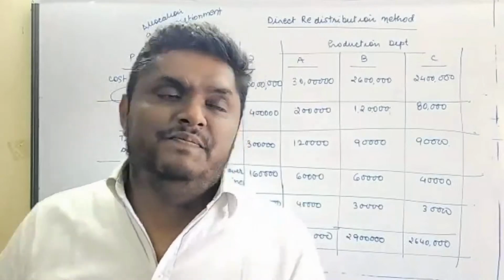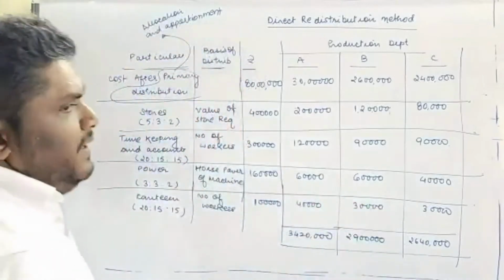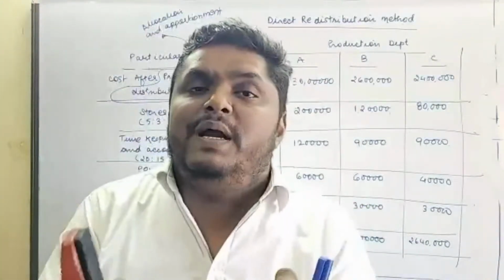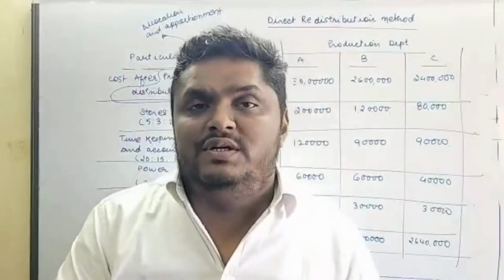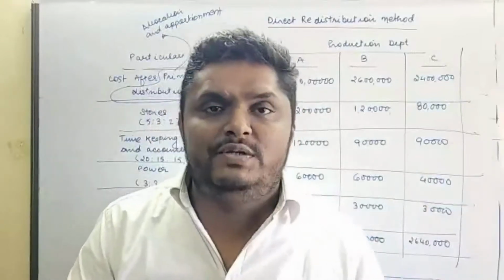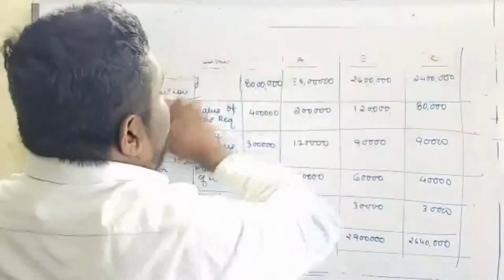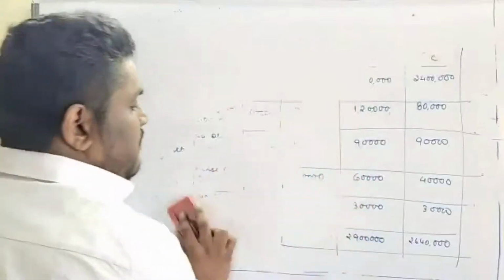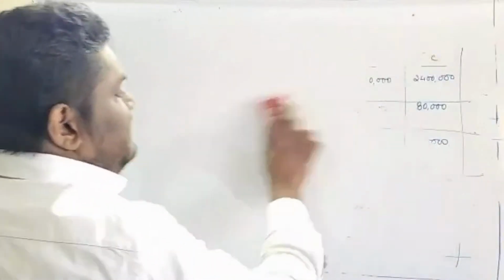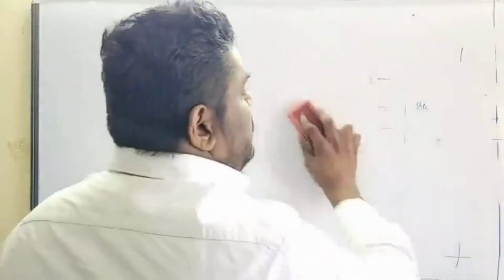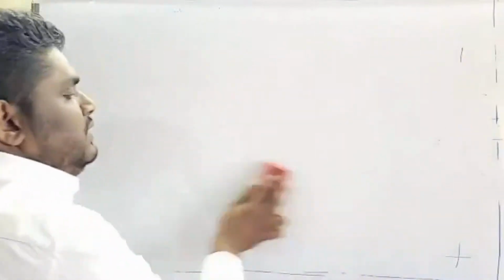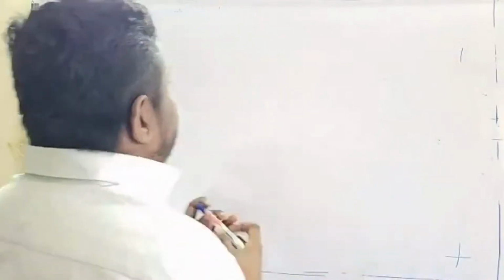Now, guys, this is the first method, wherein the service department provides services only to the production department, wherein we discussed the direct redistribution method. Now, guys, let's proceed further. What if the service department is providing services to the other service department?